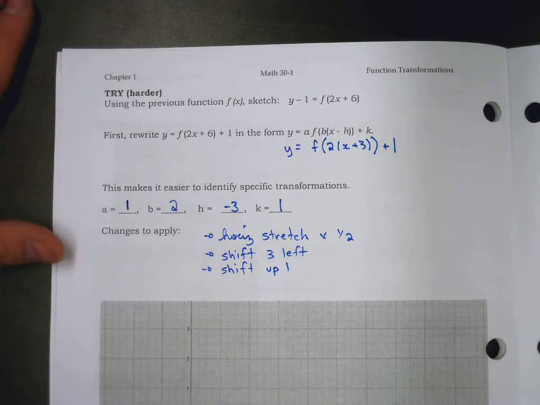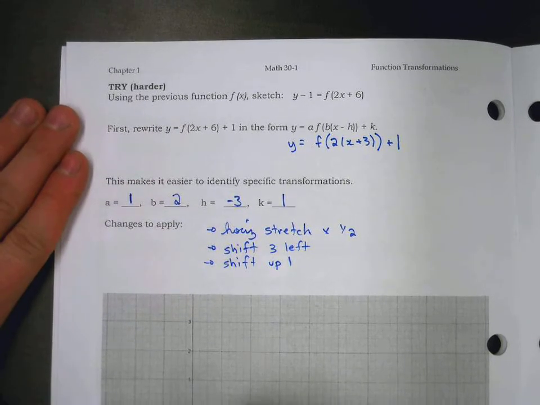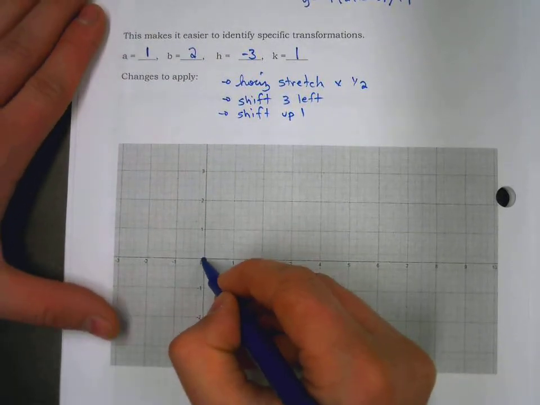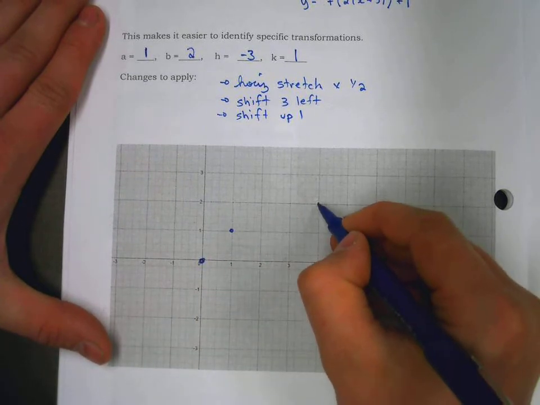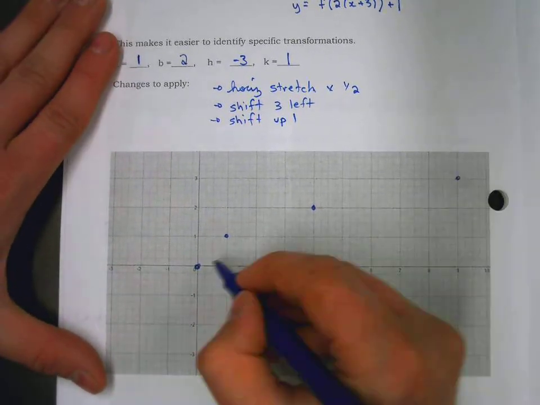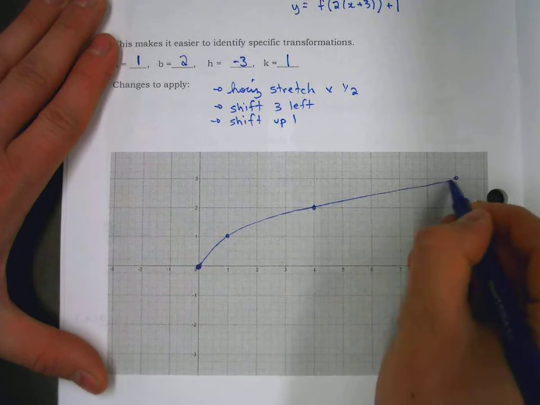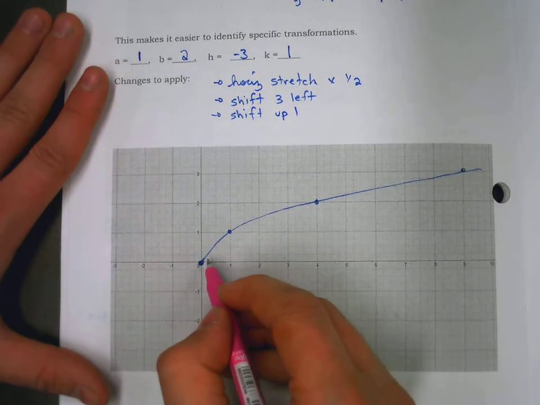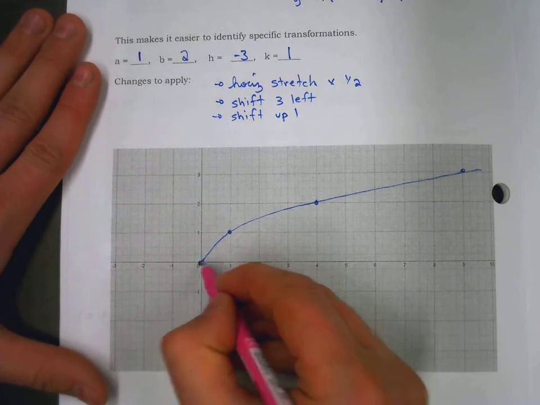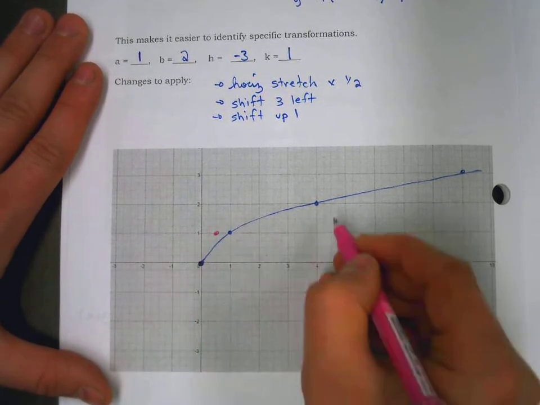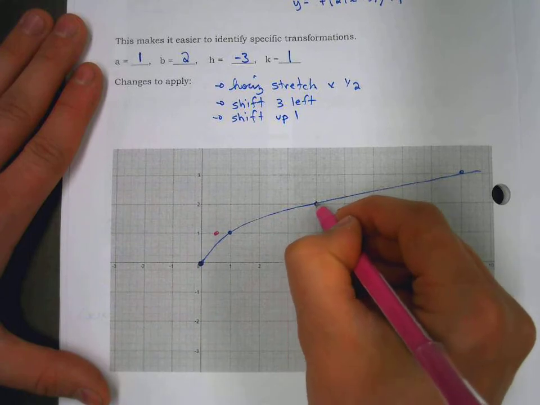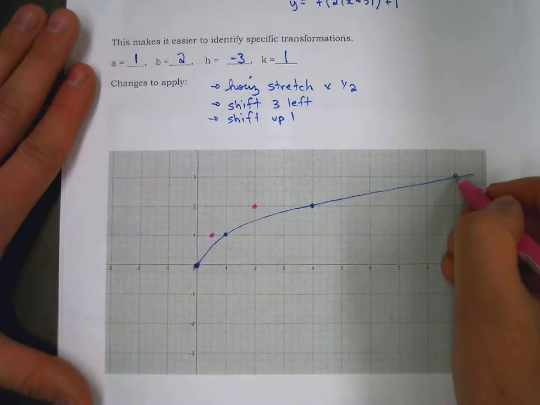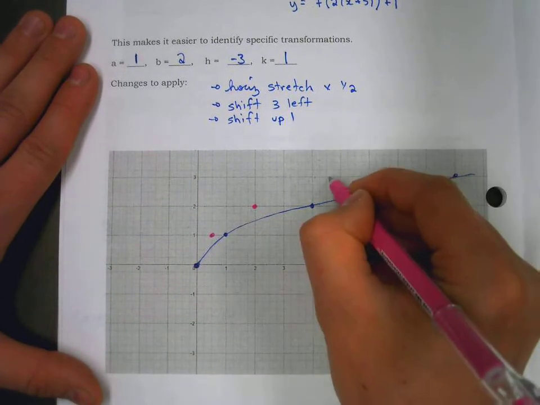And so using the previous function, what if we were to apply all these effects? It might be, again, a little bit tricky, but we'll give it our best shot. 0, 0, 1, 1, 4, 2, 9, 3. Sketching a smooth curve. What does it take to do a horizontal stretch by 1/2? All the x values are multiplied by 1/2. So the 1 becomes a 1/2. The x value of 4 becomes a 2. The x value of 9 becomes a 4.5.